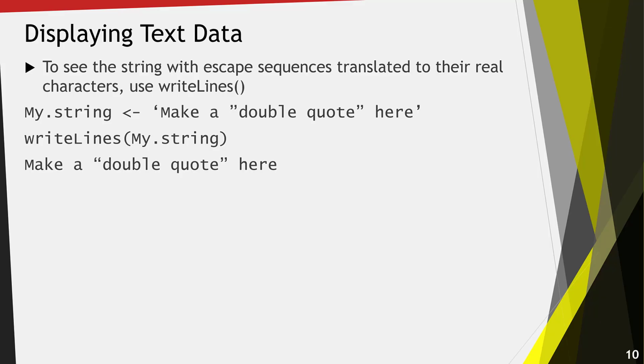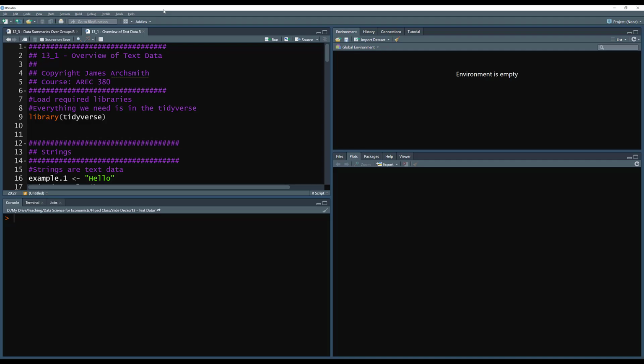If you'd actually like to print the text out as it should be interpreted, so ignoring these special formatting codes, you can use the R function writeLines. That will print out text as it is meant to be literally interpreted, so it will ignore those R formatting codes. Let's look at some examples of loading text data. All of the text data processing functions are part of the tidyverse. We'll load that first.